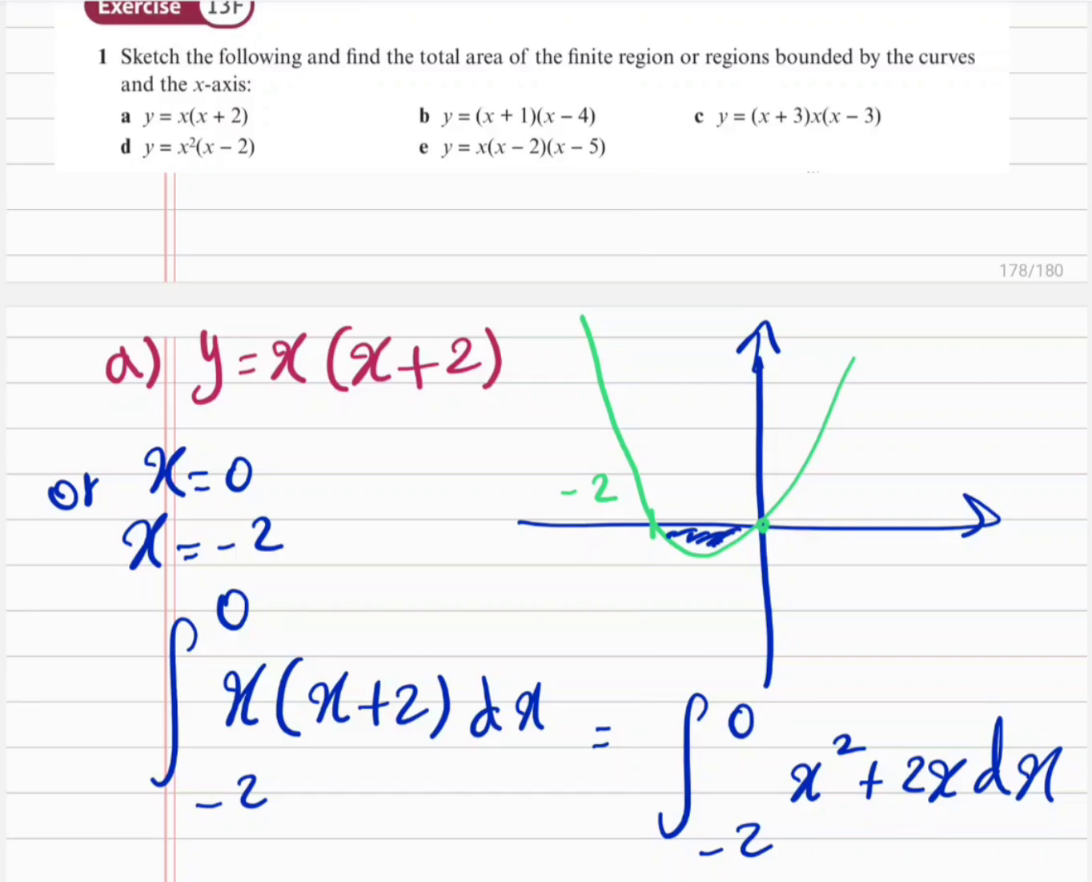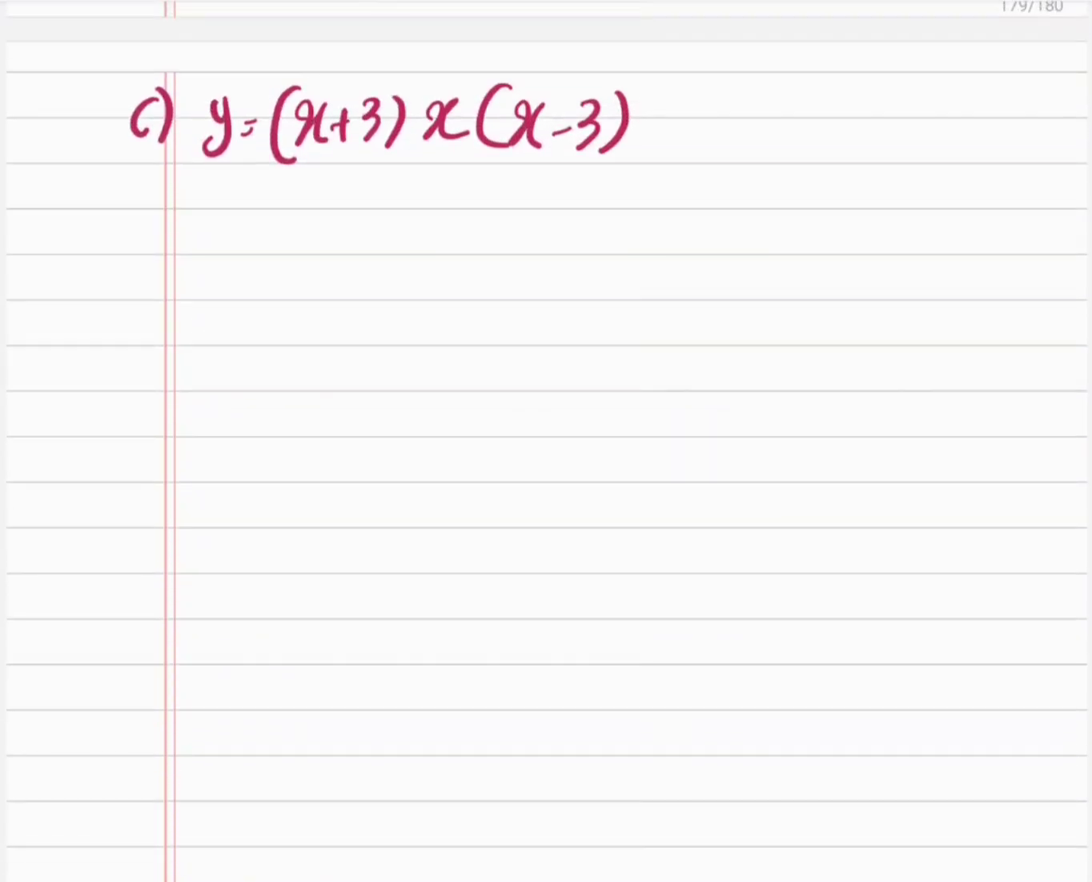curve and the x-axis. So in this question, in part C, we have this equation y is equal to x plus 3 times x minus 3. So first, let's sketch this curve and see what we get. So first, the roots or the solutions are x is equal to minus 3, or x is equal to 0, or x is equal to 3.